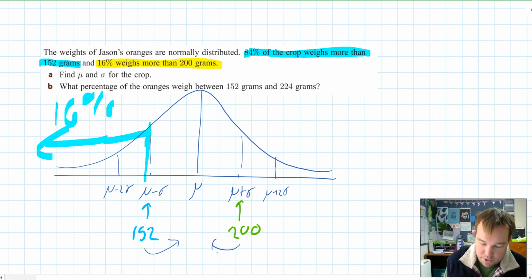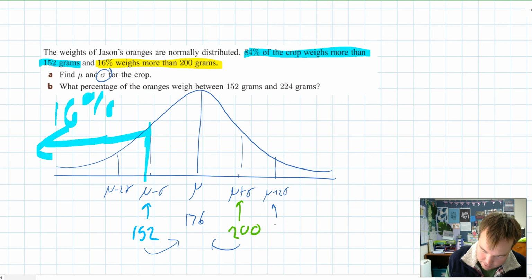Take 24 off, we should get to this center value here. 24 is therefore the mean, and adding 24 onto 152, which is 176, is the mean. Sorry, 24 is the standard deviation, 176 is the mean. And therefore, what percentage of oranges weigh between 152 and 224?